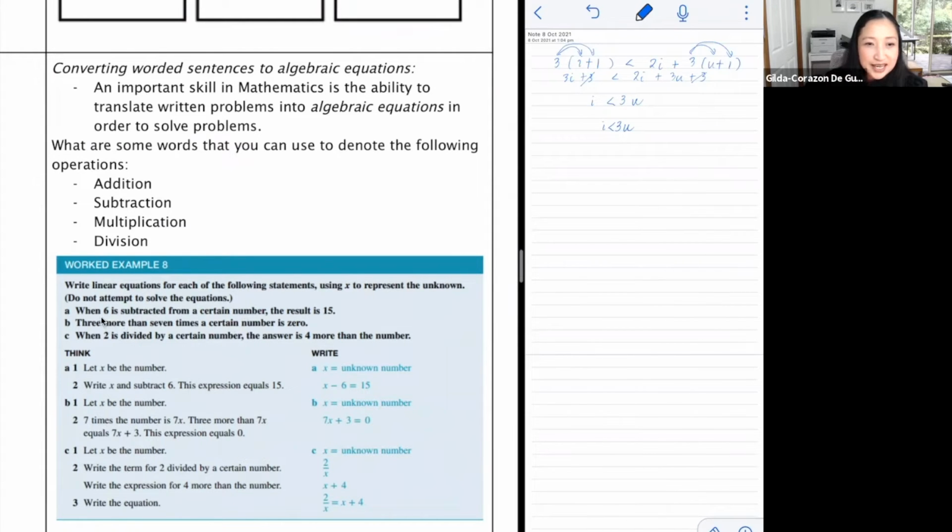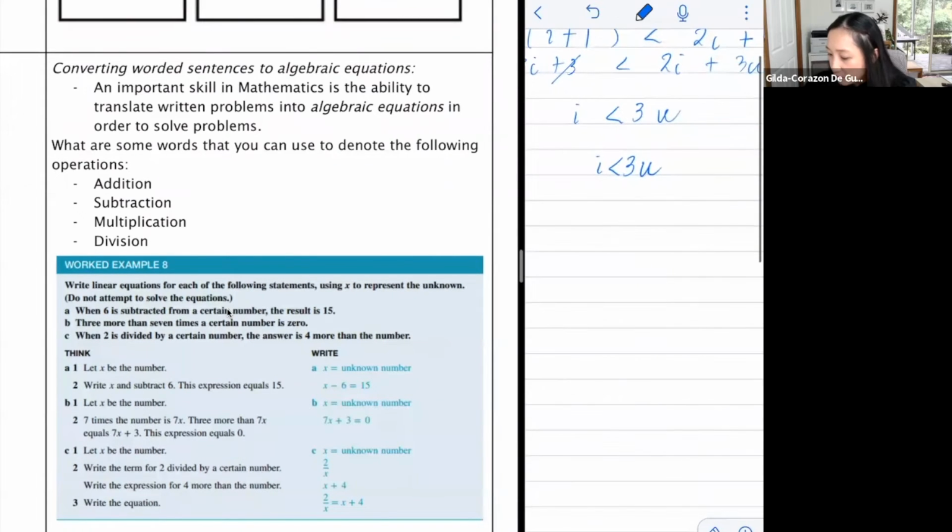All right. So when you say when 6 is subtracted from a certain number, the result is 15. So it's literally translating that into an equation. So when you say 6 is subtracted from a certain number, so the unknown is X, the result is 15, right? So it's really writing that sentence into an equation, okay? So once you've got your equation, then you can solve that, okay? So the skill is translating it, and that's probably why this question asks us not to solve it anymore. But, well, what can they do? We can do what we want.